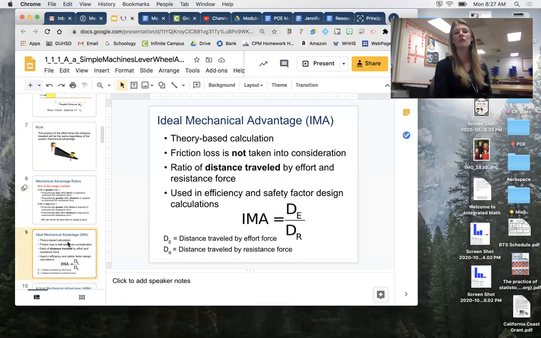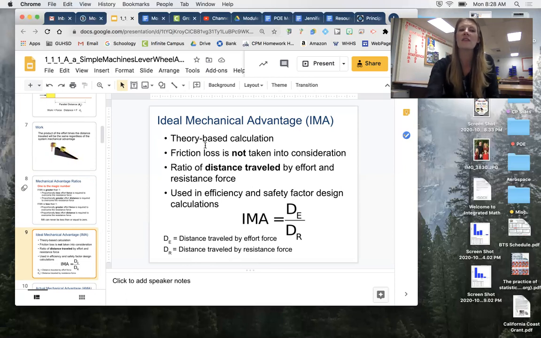So here are your two different formulas that you definitely need to write down. We have the ideal mechanical advantage, called IMA. I remember this because in a minute I'm going to tell you AMA, which is actual mechanical advantage, and we'll talk about what that means as well. But IMA is DE, the distance of your effort force, over the distance of your resistance force. I'll show you in a diagram what that means in a second. It's the distance of your effort force over the distance of your resistance force. You can see those down here.